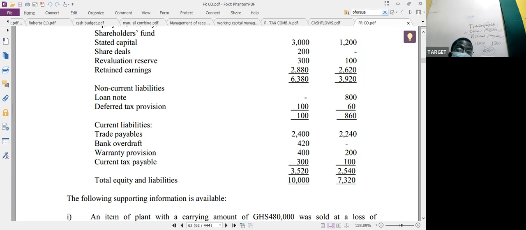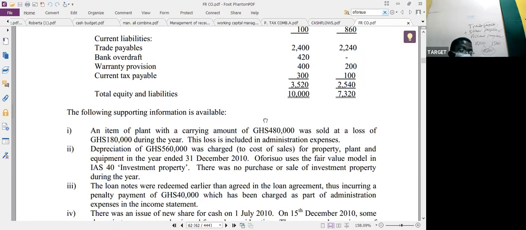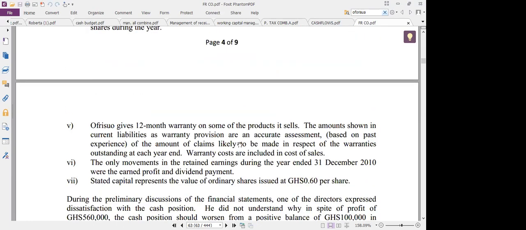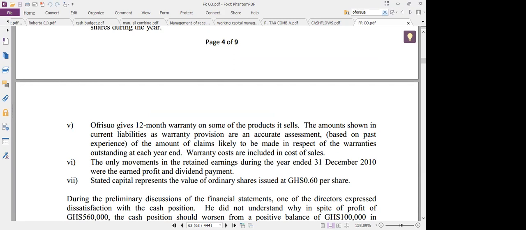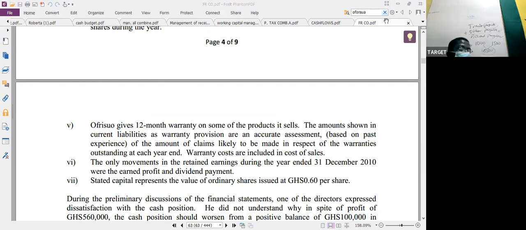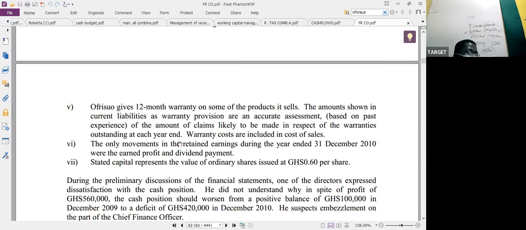If there's some figures in the footnote, no, this one no figures. Yes, no figures again. Okay, so let's go. Note 6: The only movement in the retained earnings during the year were the retained profit and dividend payment.